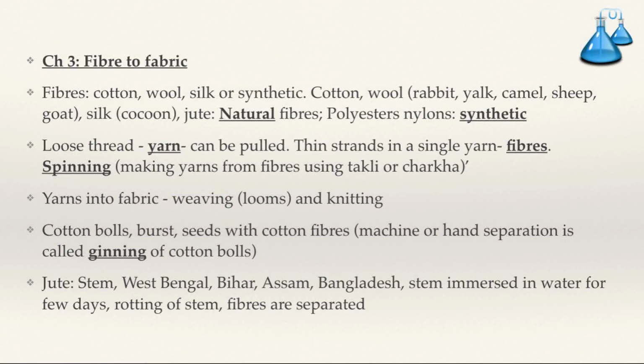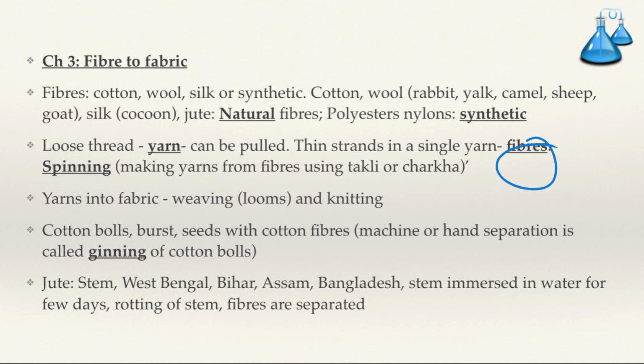First of all, we'll deal with chapter 3, fiber to fabric. So what is a fiber? Fiber is a single thin strand, it is a single unit. When fibers are spun together, they form what is called yarn. And when yarn is woven together or knitted together, it forms fabric. Fabric is what your clothes are made of.